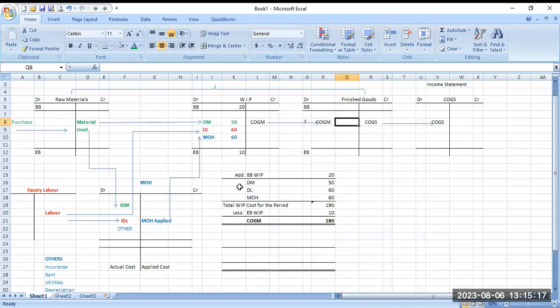At this point, can I calculate my cost of goods sold? Yes. What do I need to know? I need my beginning balance. Let's put 50 as the beginning balance. We already know cost of goods manufactured is equal to 180.